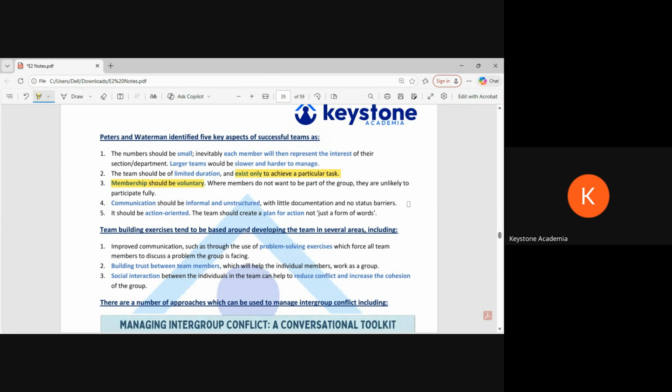Number 3, coming back to that, membership should be voluntary. It may be good in certain cases, but in certain cases we might have to stretch that resource. We might have to utilize them. We cannot bring in people. So I think this can be a challenge. Because a lot of the time, if you say voluntary, most of the people will say no, right? Especially if you're asking them to be part of a team apart from their current work.